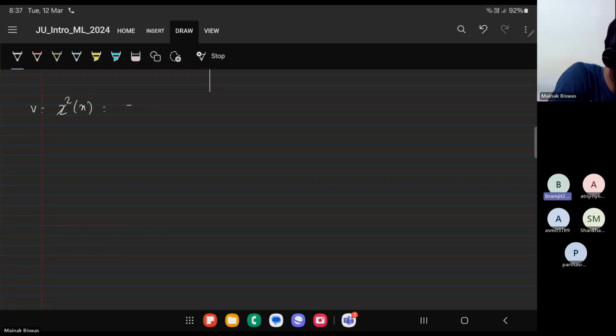Summation of zi square from i equal to 1 to n. n is the degrees of freedom.